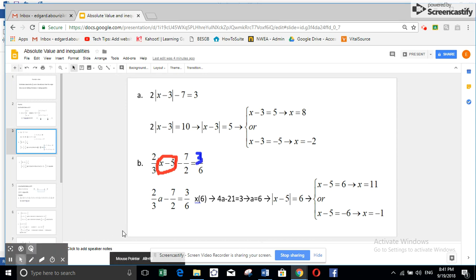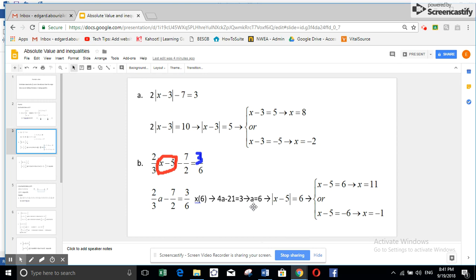I have 6 as denominator, so I multiply the whole expression by 6. So 6 times 2, 12 over 3 is 4. 6 over 2 is 3 times 7, 21. 6 and 6 cancel out, it's 3. So you take 21 to the other side, you divide by 4. 24 over 4 is 6.